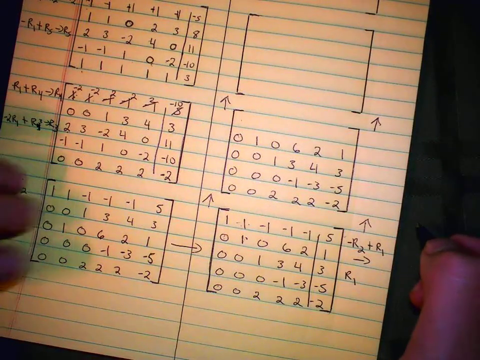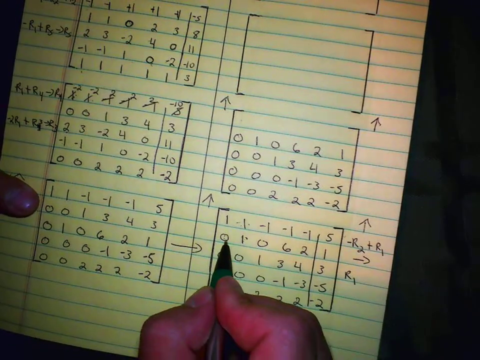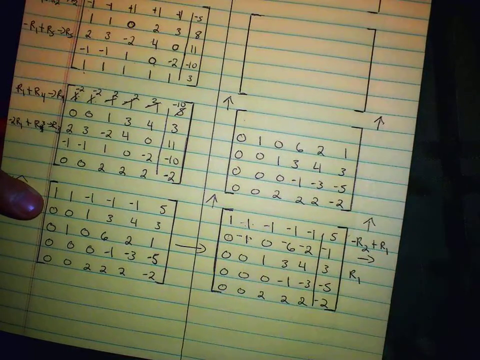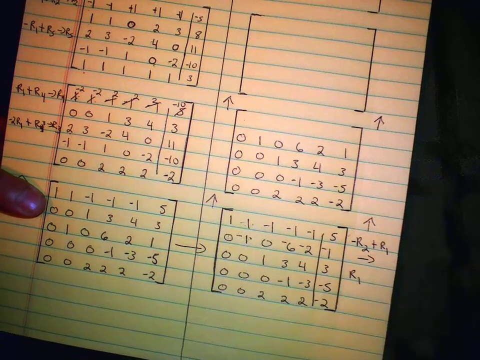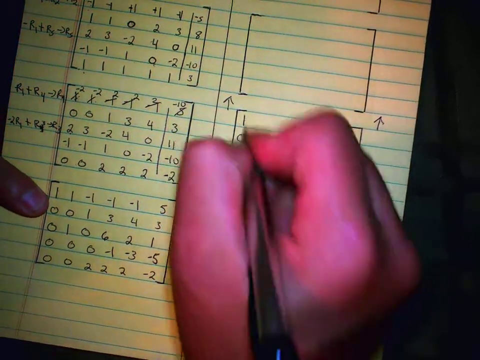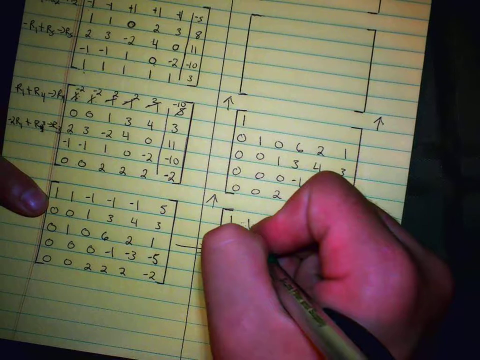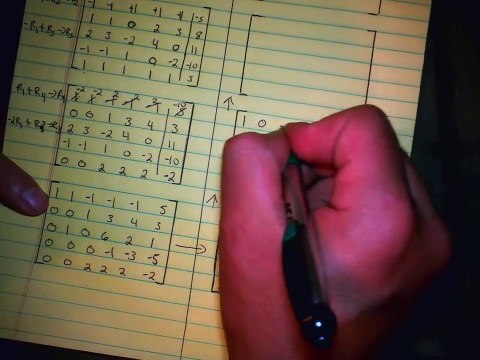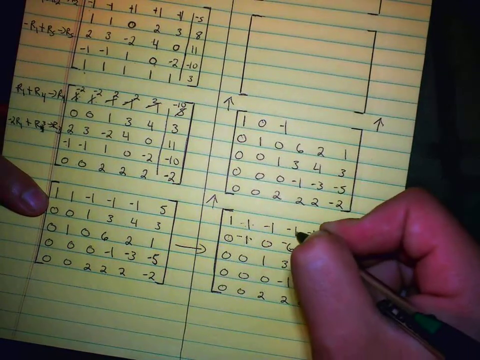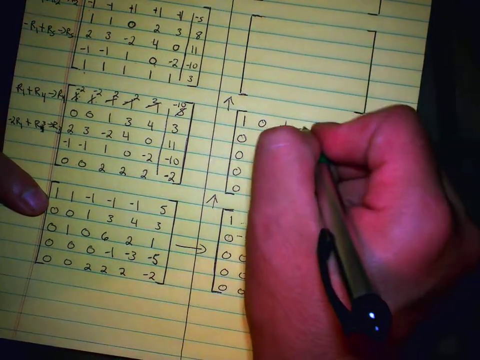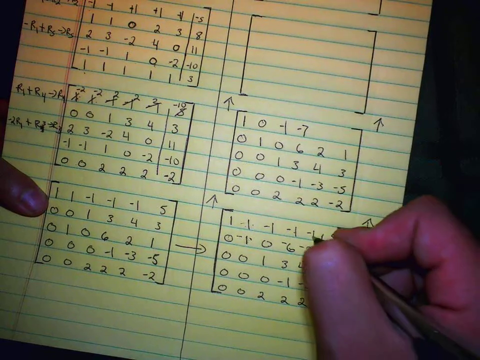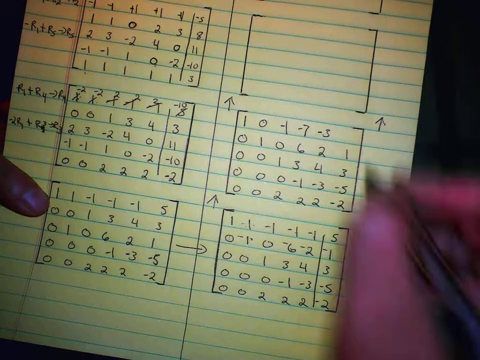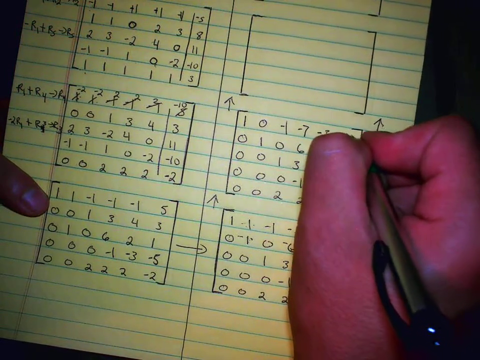Alright. So, a negative row 2, so this is going to be negative, negative, negative, negative, right? All those positives are going to become negative. We're going to add them to row 1. So it's 1, because 0 plus 0 is 1. Negative 1 plus 1 is 0. 0 plus negative 1 is still negative 1. Negative 6 plus negative 1 is negative 7. Negative 2 plus negative 1 is negative 3. And then negative 1 plus 5 is 4.